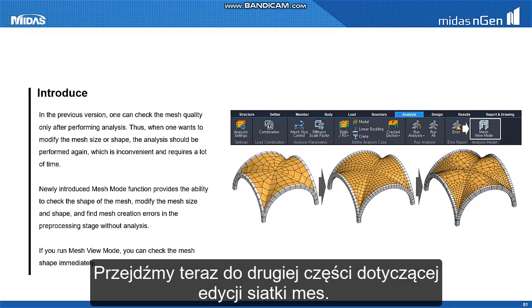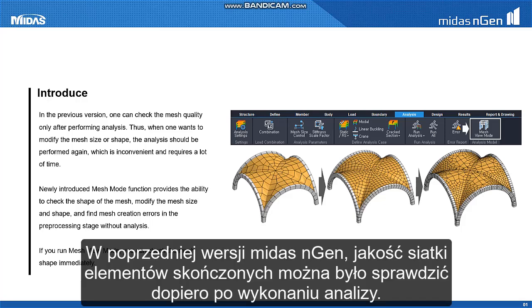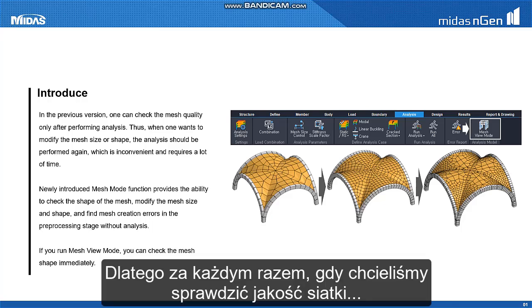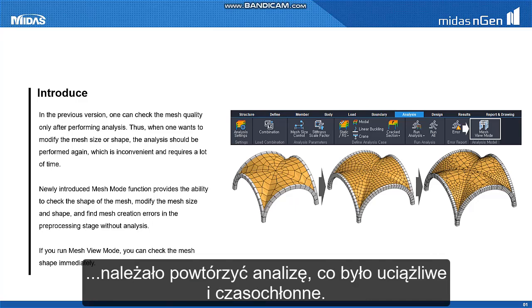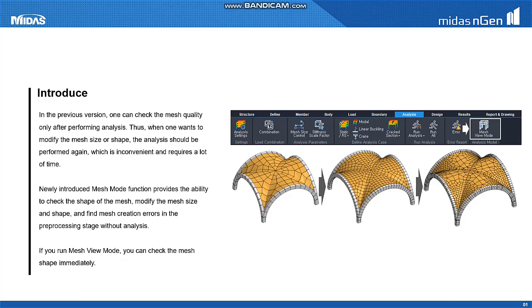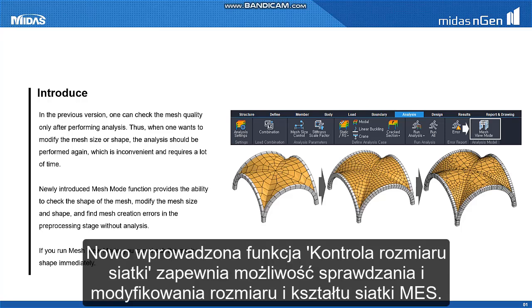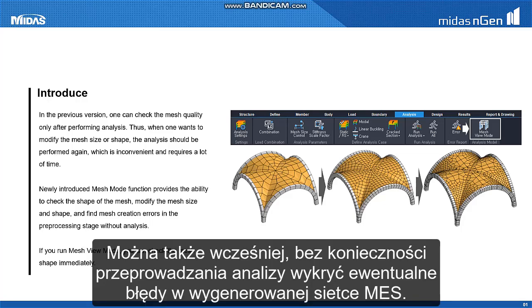Next is the mesh mode. In the previous version, one could check the mesh quality only after performing analysis. Thus, every time one wanted to check the mesh quality, the analysis had to be performed again, which is inconvenient and time-consuming. The newly introduced mesh mode provides the ability to check and modify the mesh size and shape. Besides, mesh creation errors in the pre-processing stage can be detected without analysis.